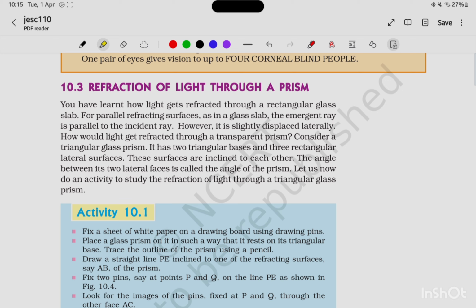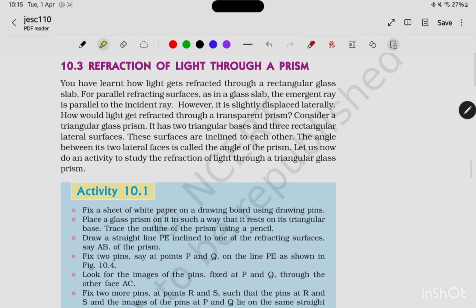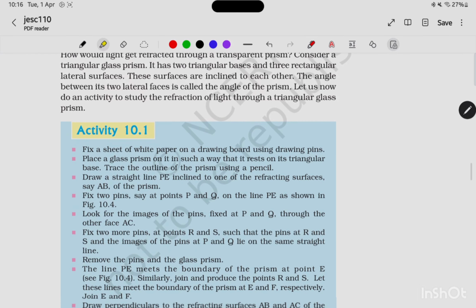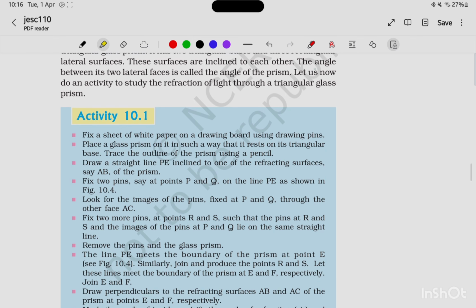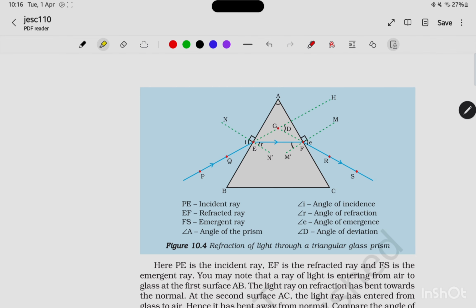How would light get refracted through a transparent prism? Consider a triangular prism. It has two triangular bases and three rectangular lateral surfaces. These surfaces are inclined to each other. The angle between its two lateral faces is called the angle of the prism. See, this is the angle of the prism.